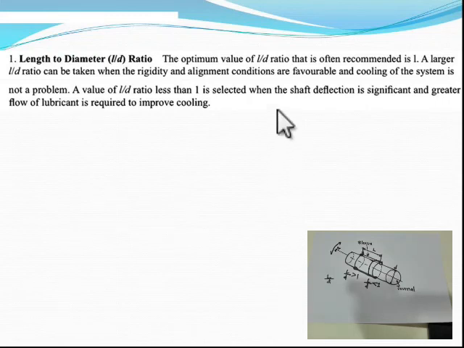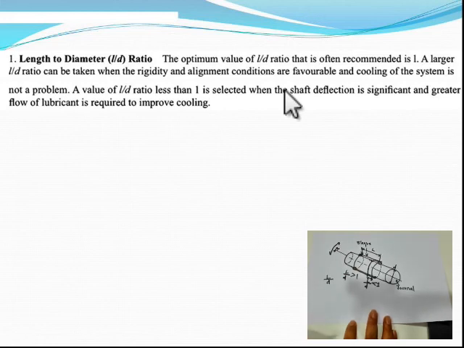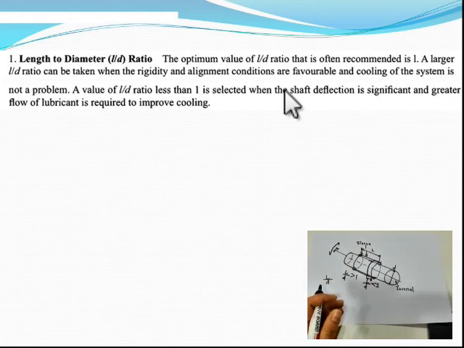Continuing with L by D ratio. If the L by D ratio is small, then the film force is lesser, obviously, because the area that we see right here will be very small. So therefore the film force will be very small, and therefore the bearing naturally has a lesser load carrying capacity. However, the advantage with a smaller L by D ratio is that you can have larger misalignment, and also the heat that is generated because of friction is also very less.